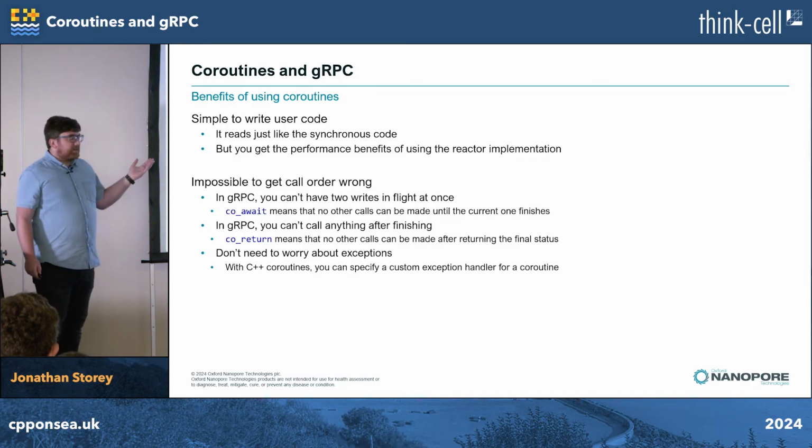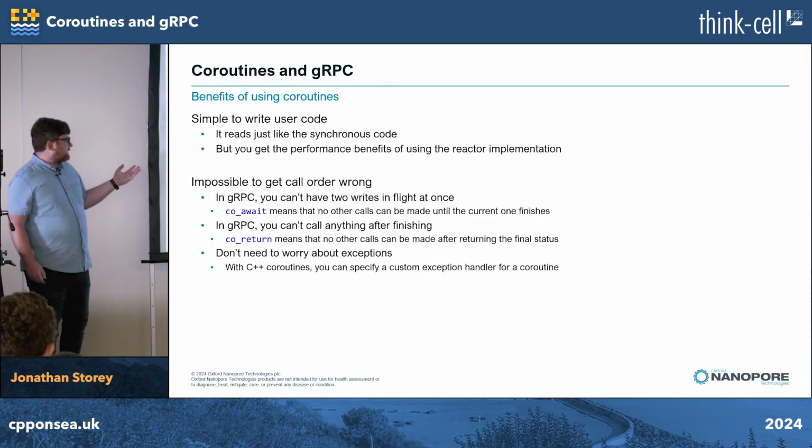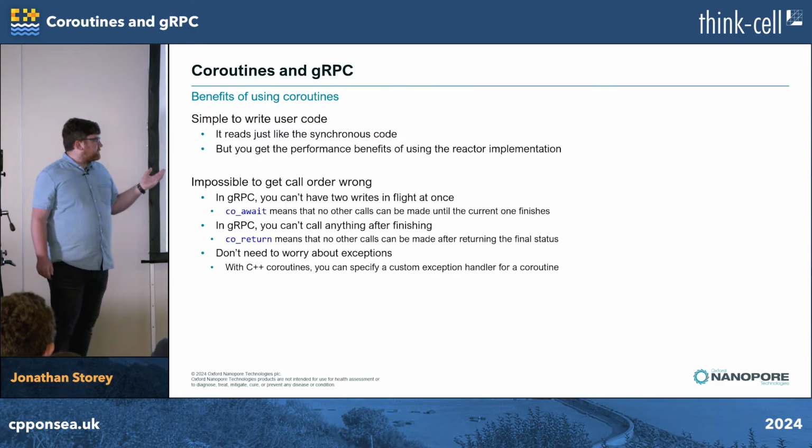Similarly, in gRPC, you can't call anything after you call finish. The only thing that you can do is tidy yourself up in the on-write-done callback. And with co-return, you can't make any other calls after you finish. And you don't need to worry about exceptions in the same way, because with C++ coroutines, you can specify a custom exception handler if an exception escapes the coroutine body.